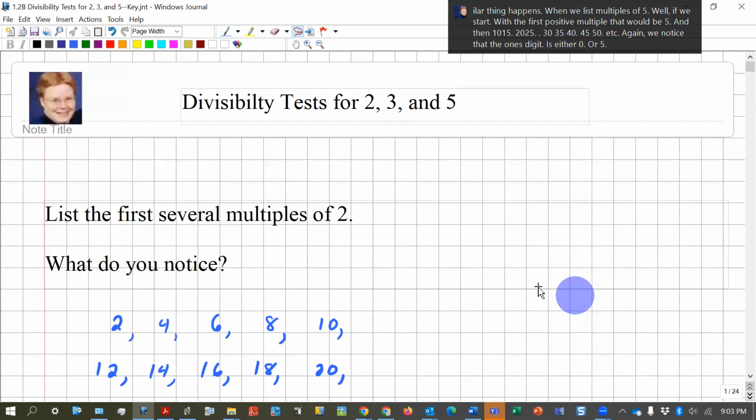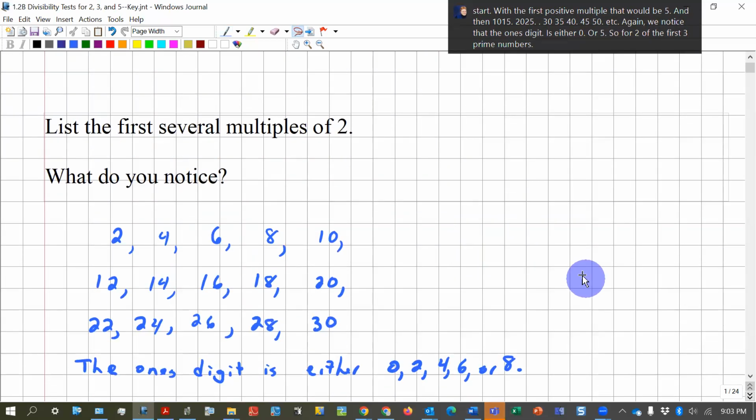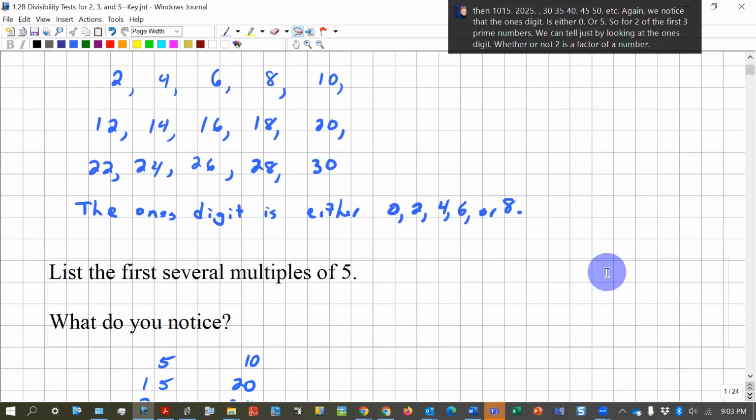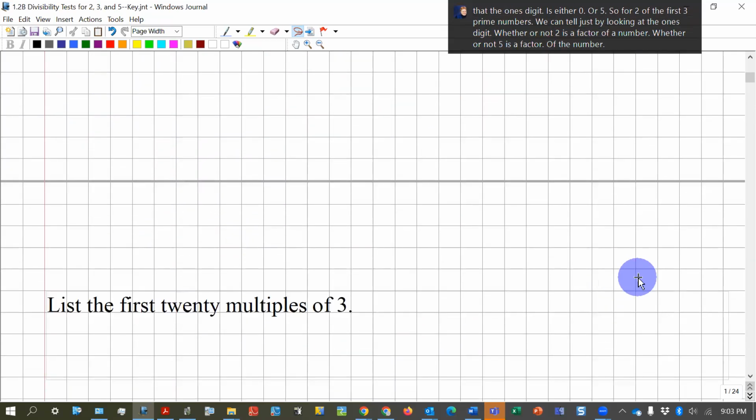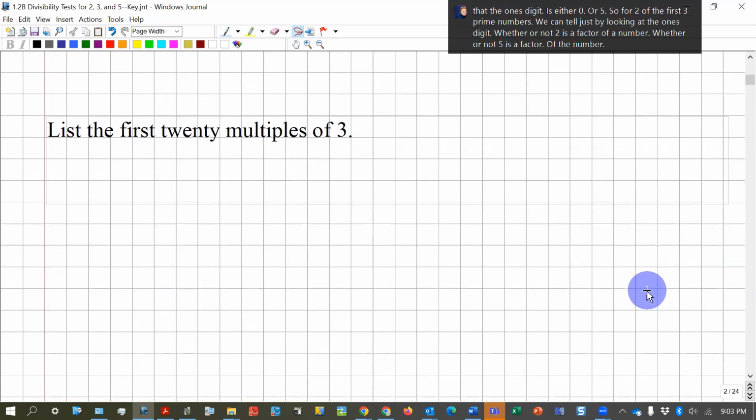So for 2 of the first 3 prime numbers, we can tell just by looking at the ones digit whether or not 2 is a factor of a number, whether or not 5 is a factor of the number. For 3, there is a divisibility test, but it's a little bit more complicated.